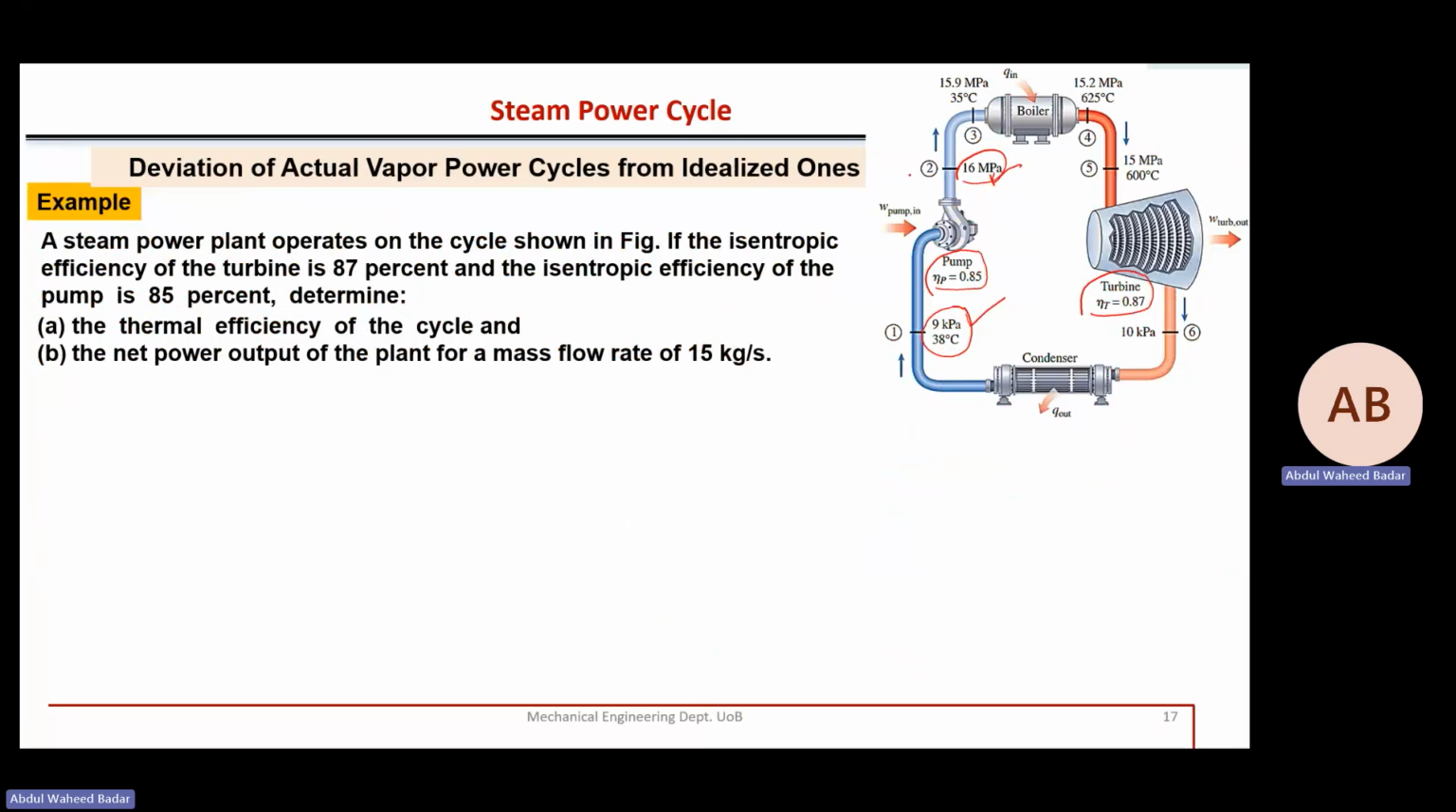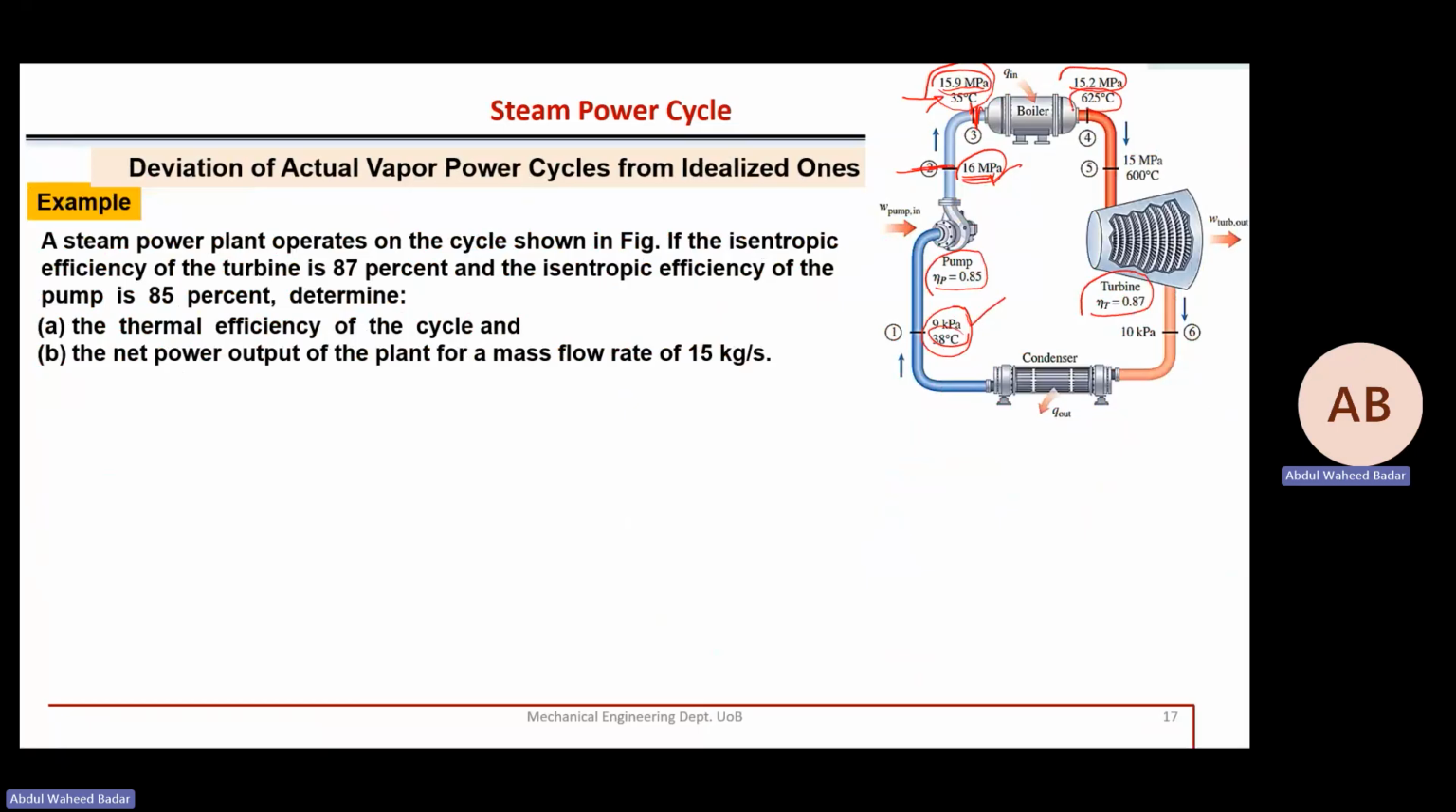But look here, from 2 to 3, in the piping, there is a heat loss, and there is also a pressure loss. From point 2 to point 3, pressure is dropped from 16 to 15.9, and temperature is dropped from 38 to 35. So between pump and boiler, there is some change which we have to take into account. Within the boiler, normally for an ideal boiler we say pressure remains constant, but here it is showing pressure is dropped a bit.